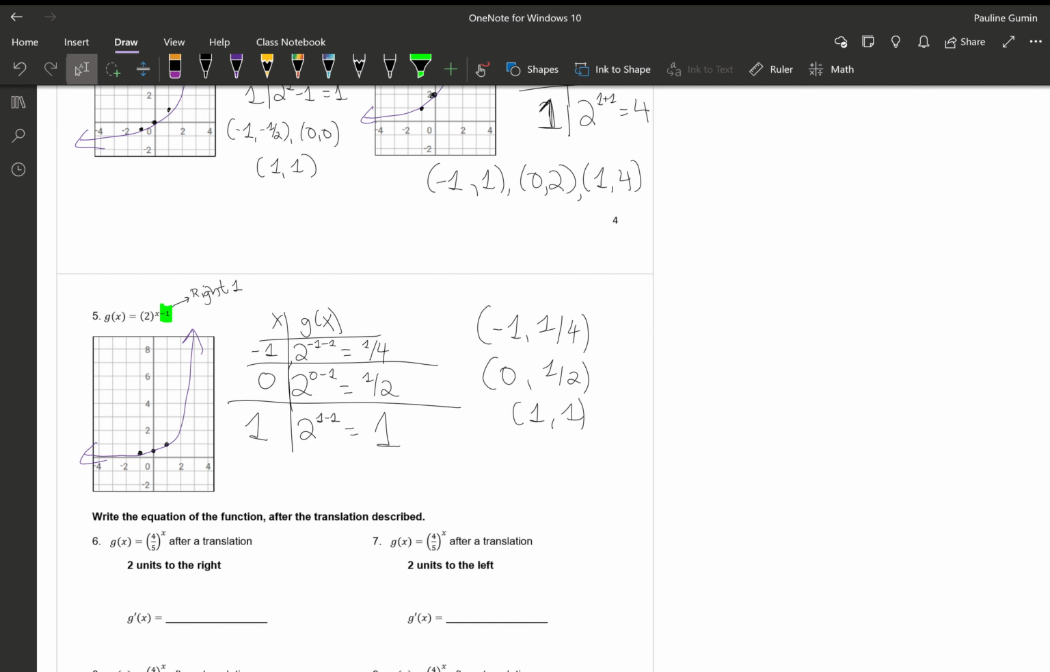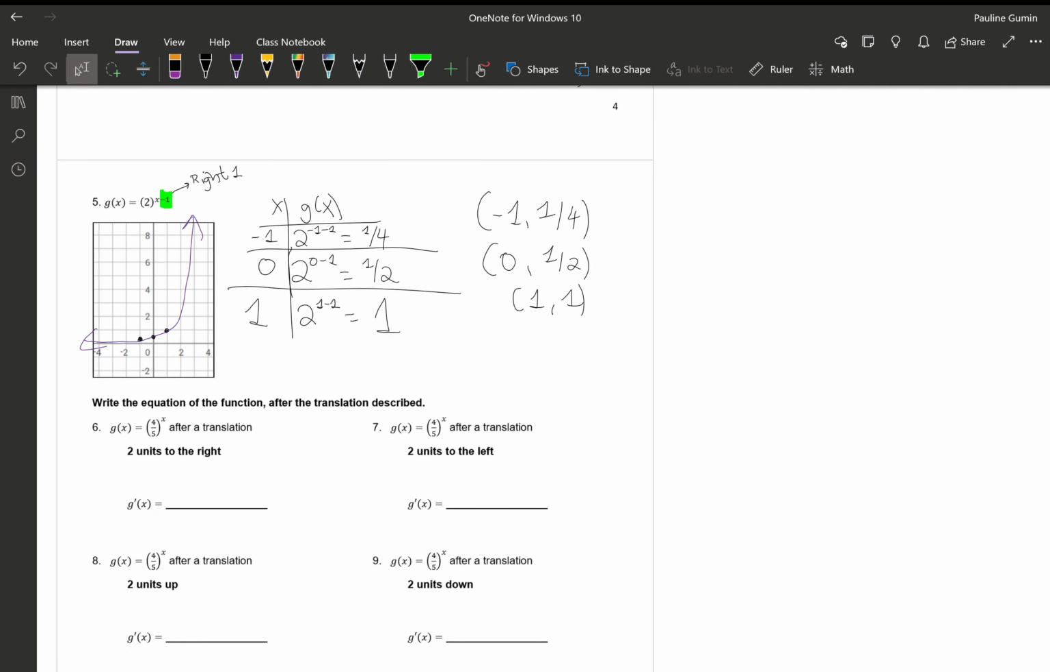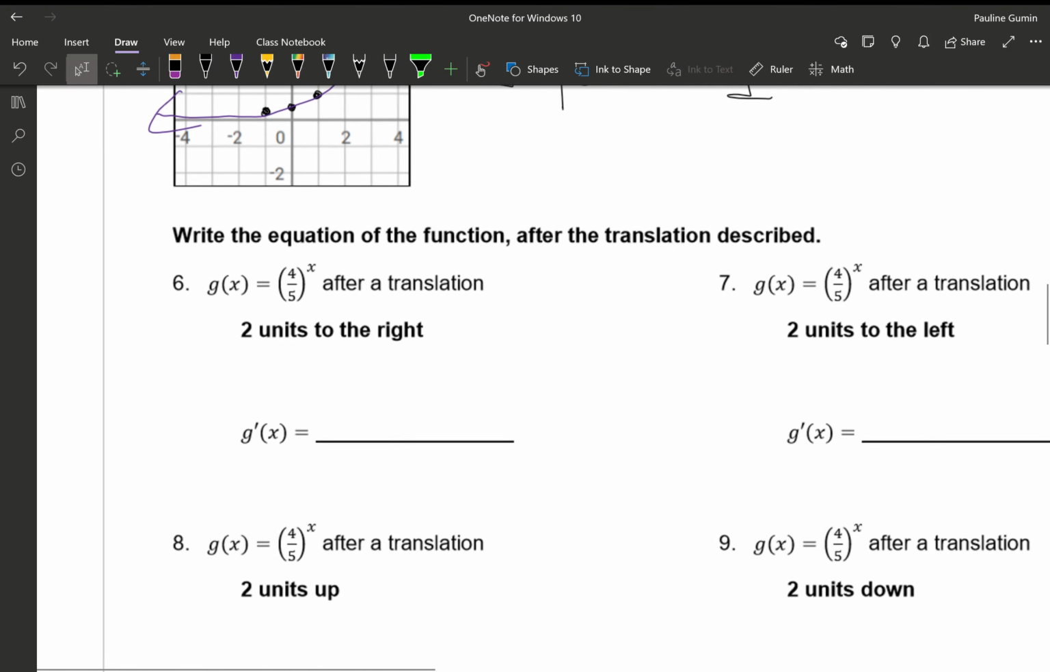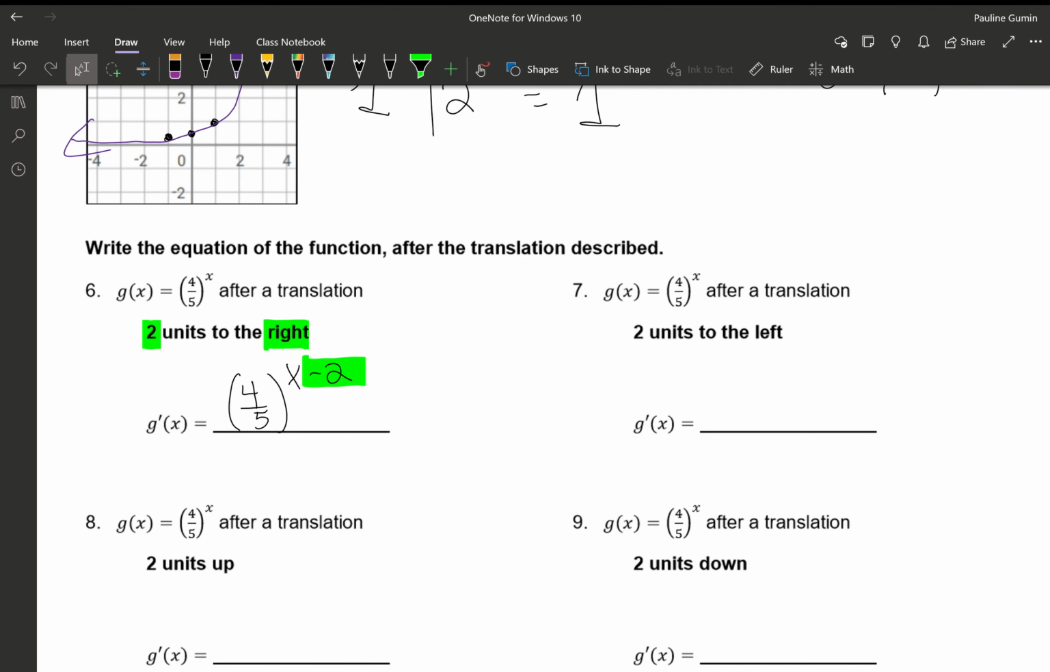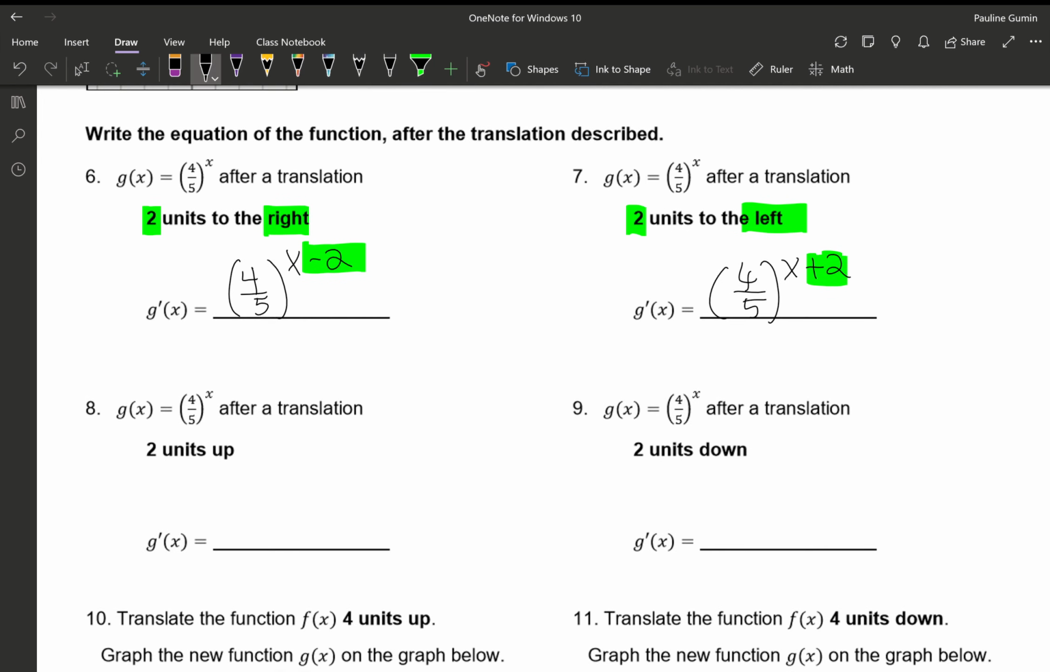So what we can do now in number 6, 7, 8, and 9 is use that information to create equations. For number 6, we're going to take 4/5 to the power of x and we're going to move it to the right. In order to do that, we are going to subtract 2 in the exponent. Well, if moving to the right means subtracting 2, moving to the left means we're adding 2. Oops, I didn't mean to do that. There we go. Beautiful.